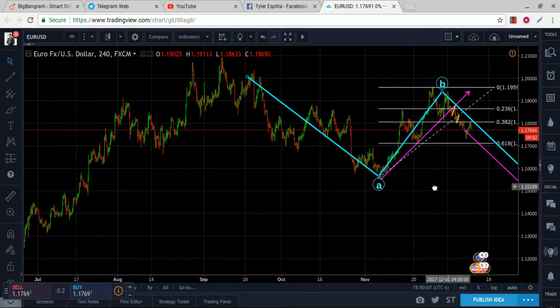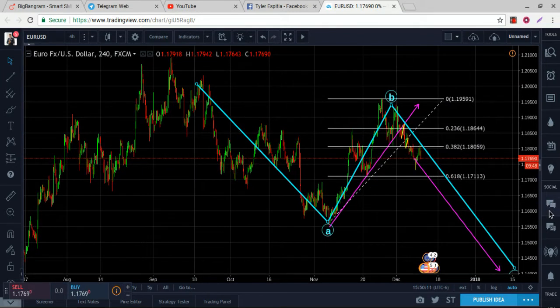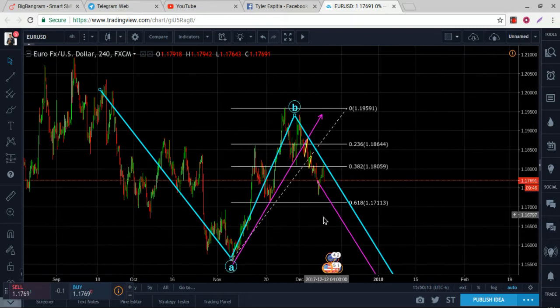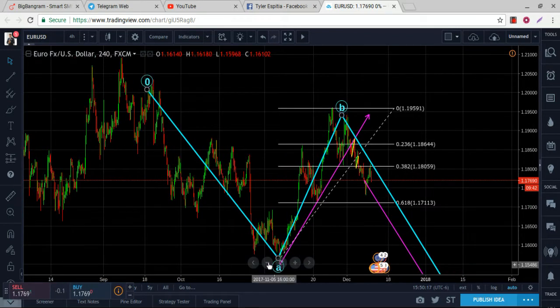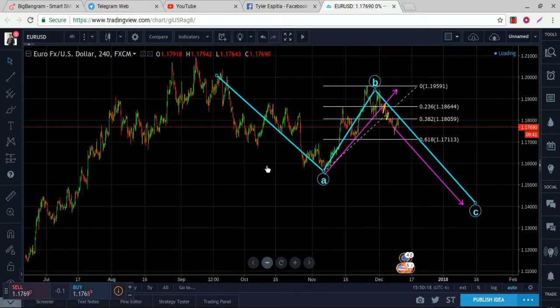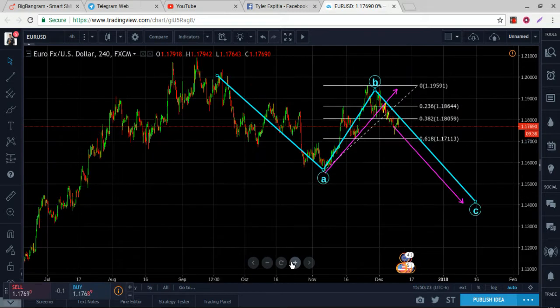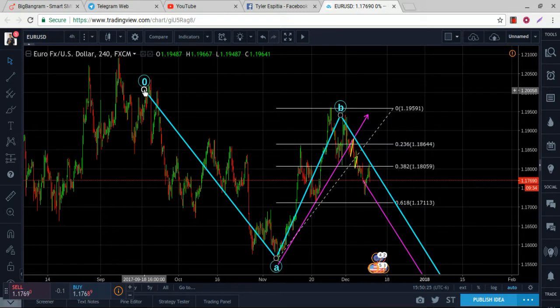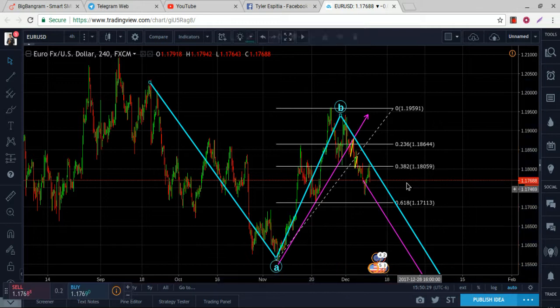Now, a lot of traders have asked me, Tyler, could you do an analysis on euro dollar? So I have everything pretty much plotted up on this chart, and let's go ahead and begin. I'm looking at the euro dollar right now on the 4 hour. And what I can see on the 4 hour, excuse the dog in the background as well, is an A, B, C corrective structure.